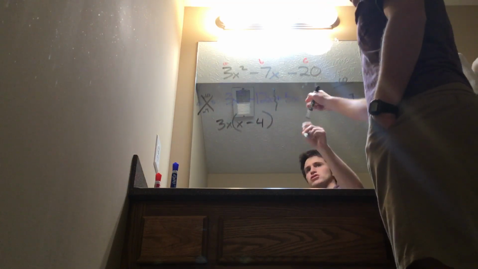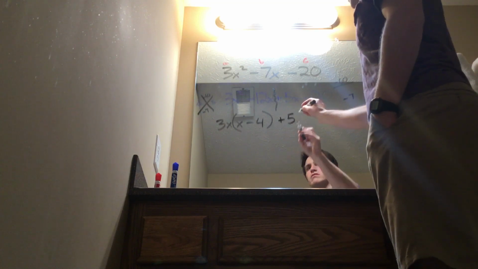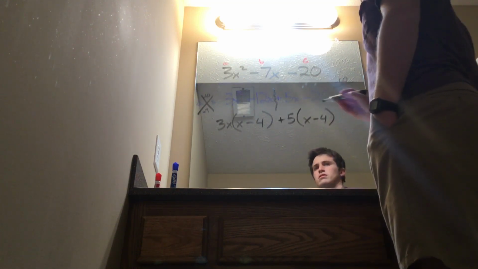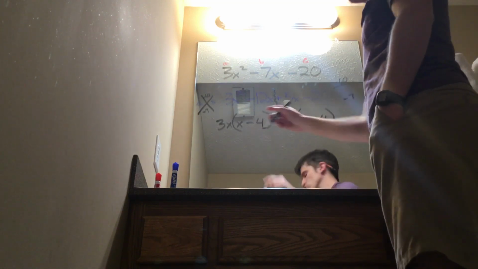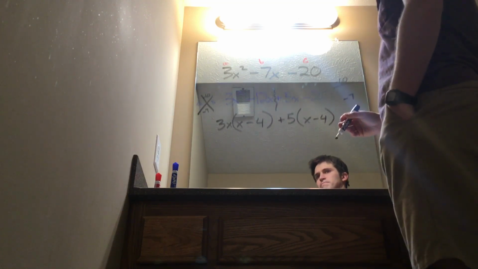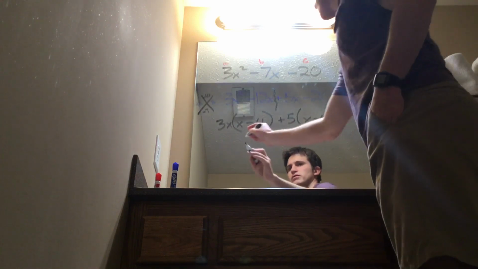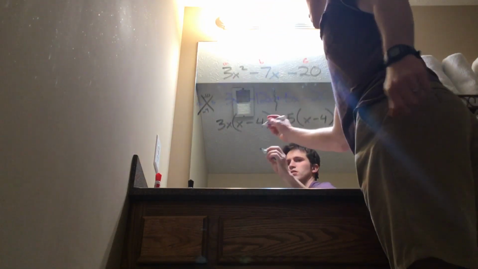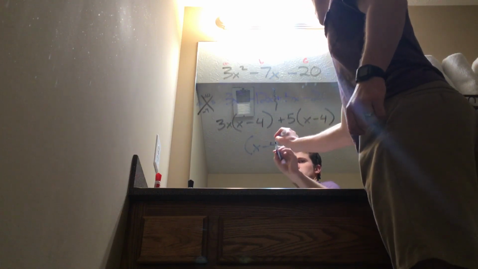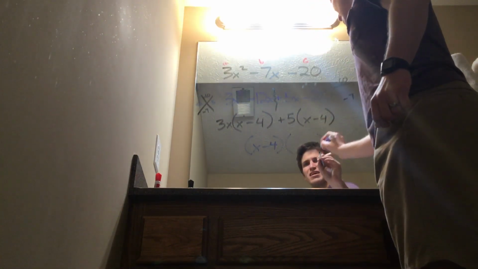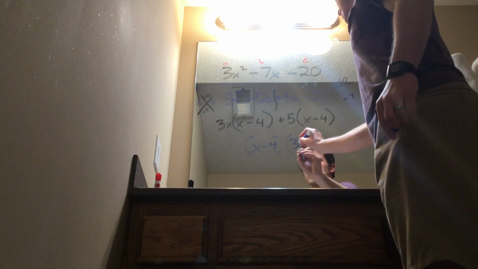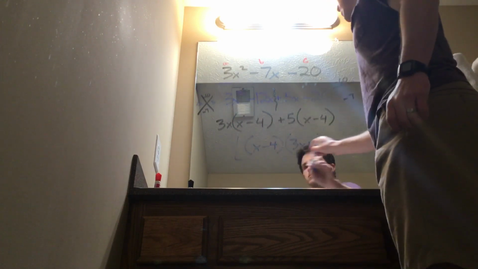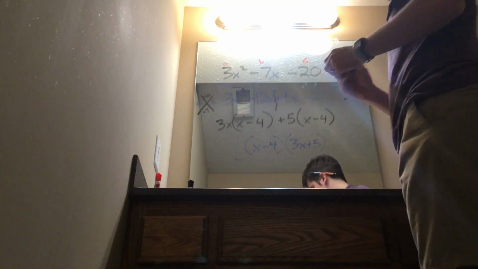On the right side, my GCF is a +5. My leftovers, good, it's matching, x minus 4. As a final answer, I'm going to put my common parenthesis down, x minus 4, and the leftovers, 3x plus 5. This is my answer. Could always check with the distributive property.